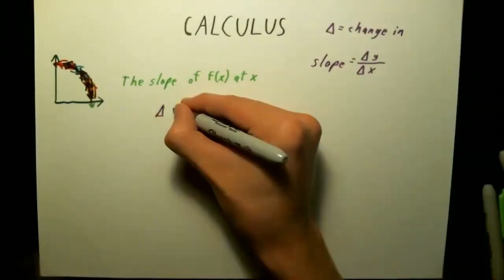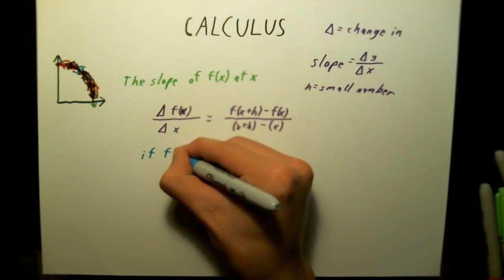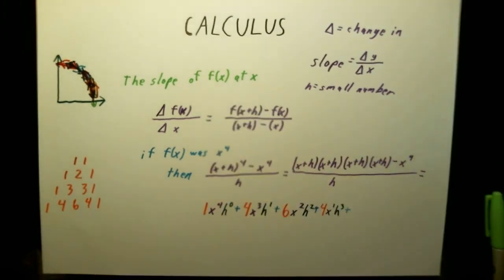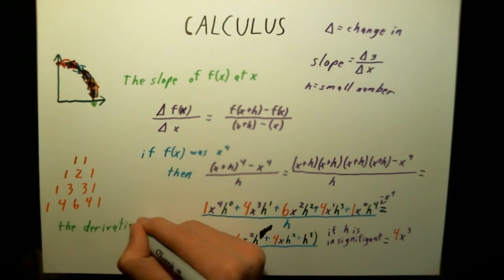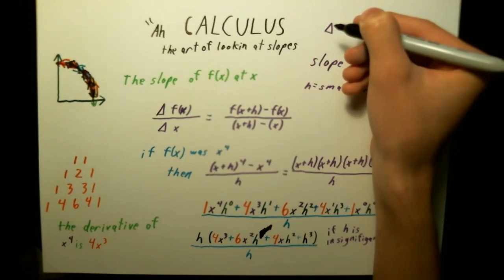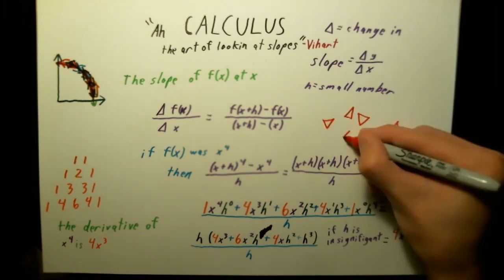Changing y over changing x is the slope. The slope of the function of x at x. Change of f of x over change in x. If x equals a small number and f of x was x to the 4th power, then x plus h to the 4th power minus x to the 4th power all over h, and algebra produces this. If h is insignificant, then the derivative of x to the 4th power is 4x to the 3rd power.